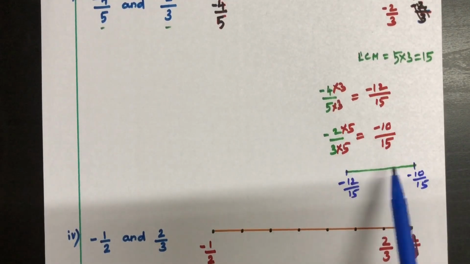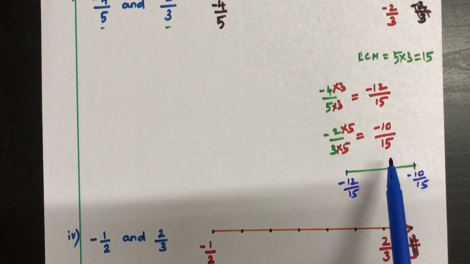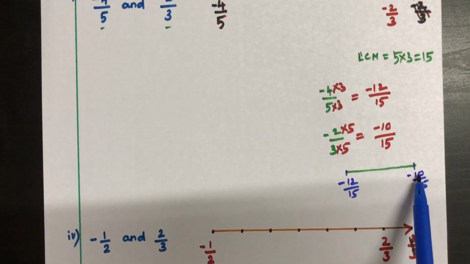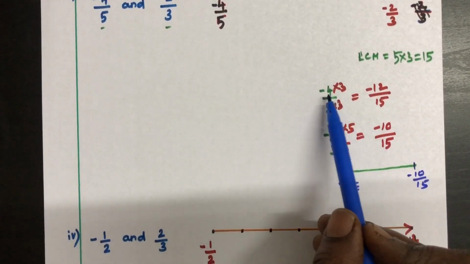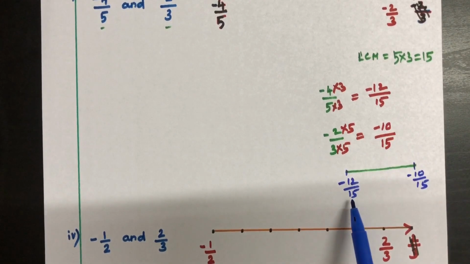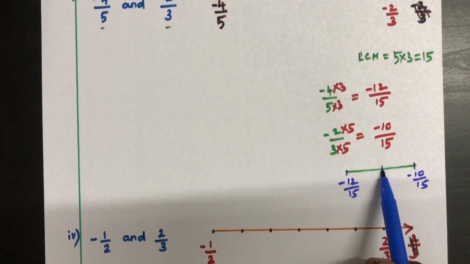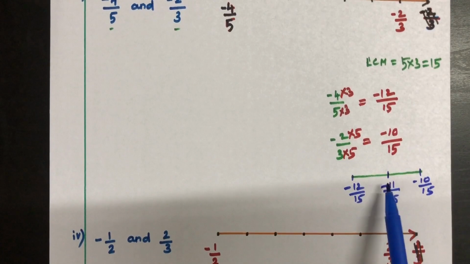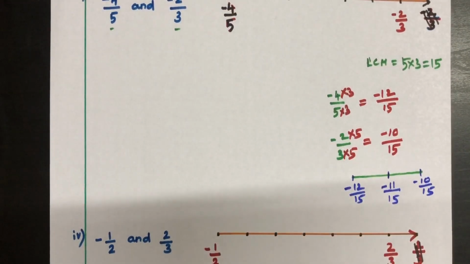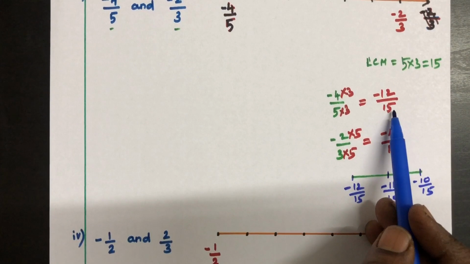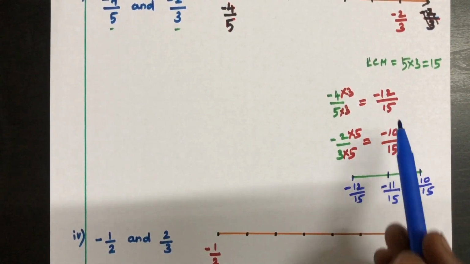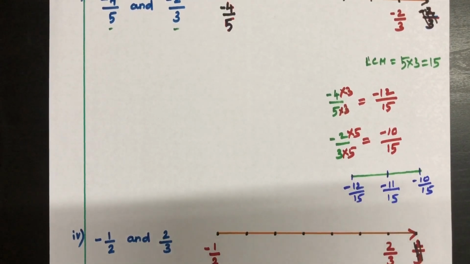But listen carefully here. If this is the number line and we are having instead of minus 2 by 3, if we are having minus 10 by 15 here, and instead of minus 4 by 5, if we are having minus 12 by 15 here, in between only one rational number will come, right? Minus 11 by 15. See, minus 10, minus 11, minus 12. So we are having only one rational number, but the question is 5 rational numbers. For that, what we need to do? Just increase your denominator doubly. That's all. If you increase your denominator, you will get 5 rational numbers or more rational numbers.